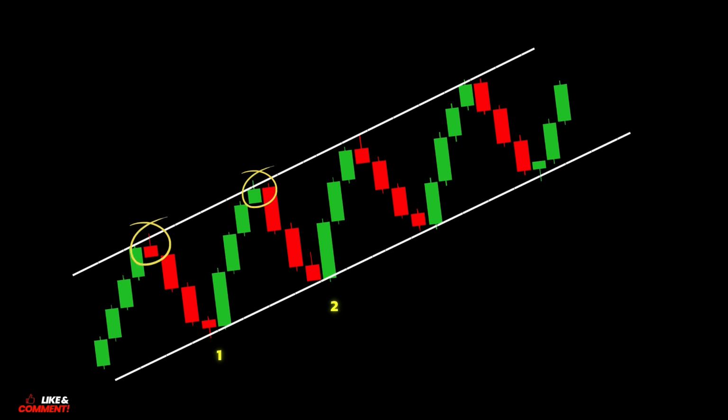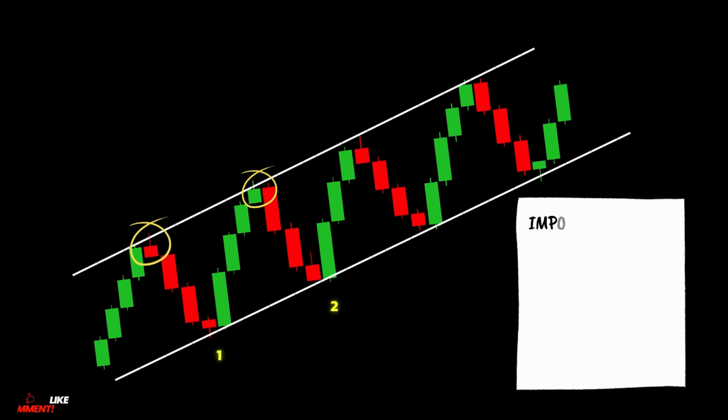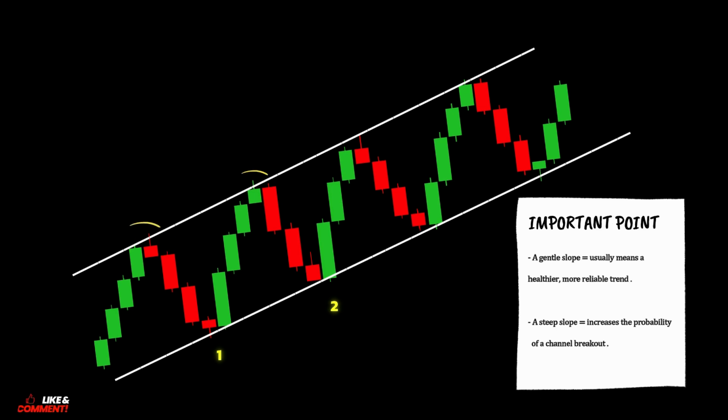Keep this in mind. You should see at least 2 to 3 price touches on the channel boundaries for it to be valid. And one important note, a gentle slope usually means a healthier, more reliable trend. A steep slope increases the probability of a channel breakout.